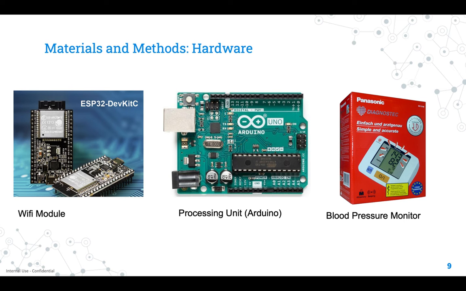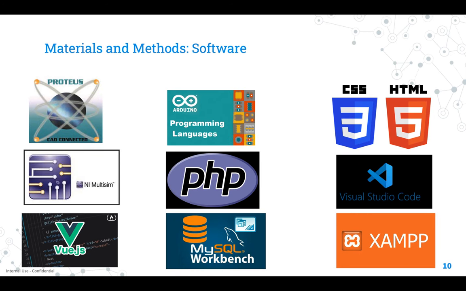Okay, so for all this to be possible, we used 3 materials: the Wi-Fi module that helps us to transmit the data via the internet, the Arduino, and the blood pressure monitor. And on the software side, the tools that we use are as shown in the diagram. We use CSS and some of the software that have been shown on this slide.